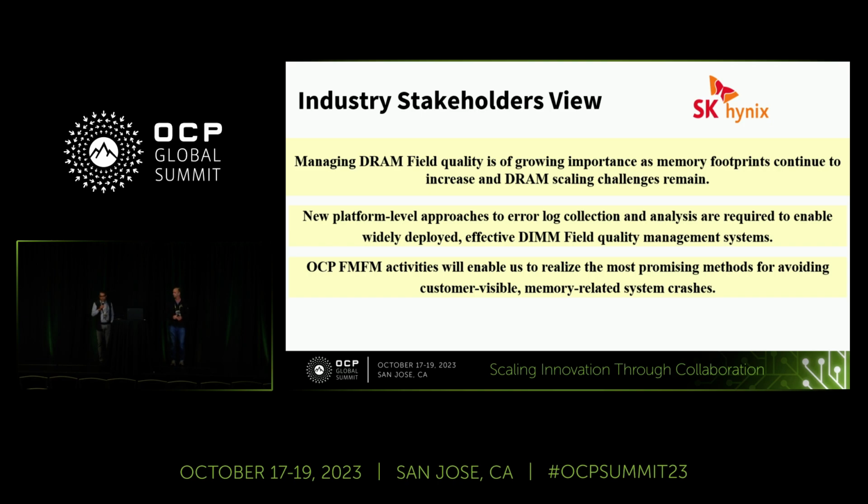And you see SK Hynix very clearly underscores the need for improvements in the managing of the DRAM field quality. What is meant by that is that when the memory is deployed in large fleets, there are a lot of opportunities to approach the errors from the platform view, get the error logging from the platform, and provide the RAS section as a return to the platforms. And in support of FMFM, thank you, Paul and Roy and everyone else from your company for attending this work stream very regularly. They believe that these activities will enable them to realize the most promising methods for avoiding memory-related system crashes. So that's a statement from SK Hynix.